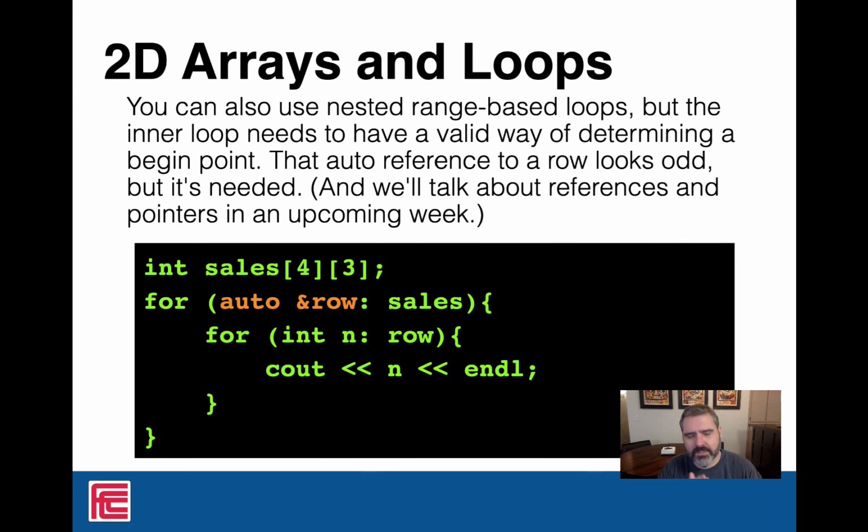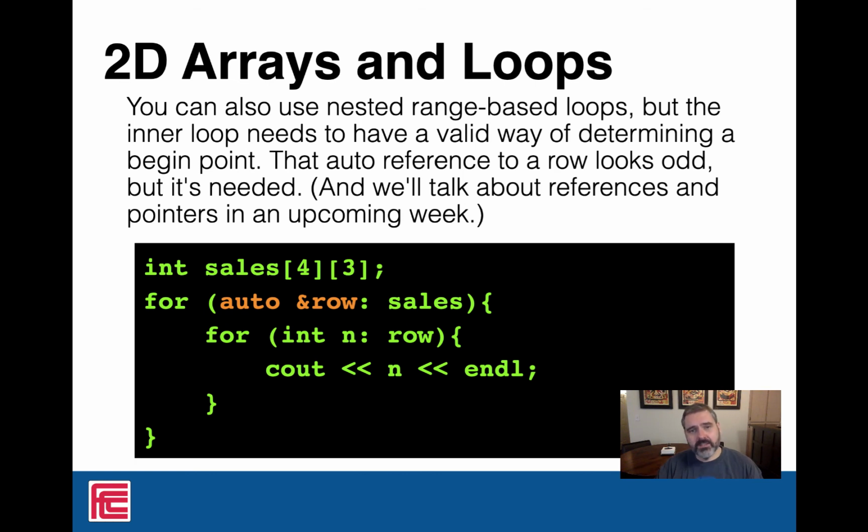Now, references and pointers are coming later, so you just have to trust me on that little ampersand next to the row. But we're using the auto to just say, hey, whatever type is inside of sales, which is going to be integer arrays, give me the address of those things. Don't worry about the address part yet. That's the part that you don't understand with the ampersand. But just whatever that type is, let's go through each element of sales. Well, each element of sales we know is an integer array.